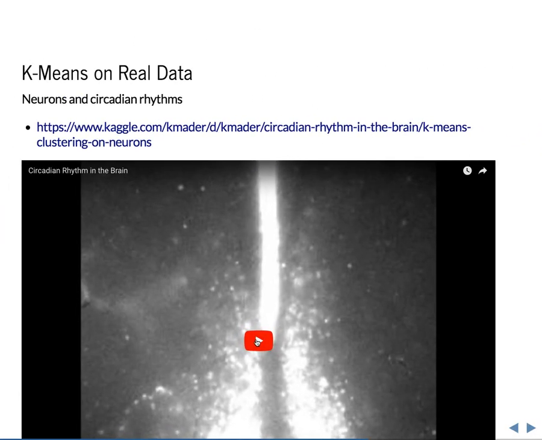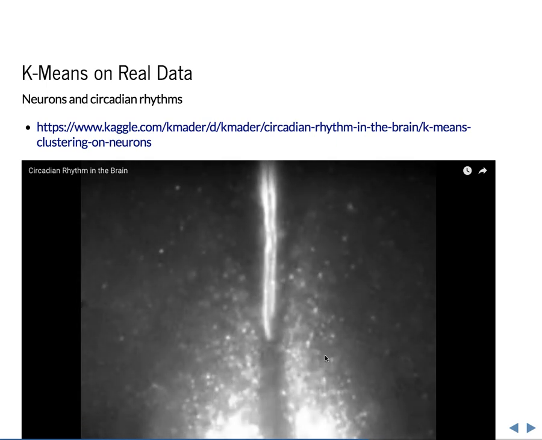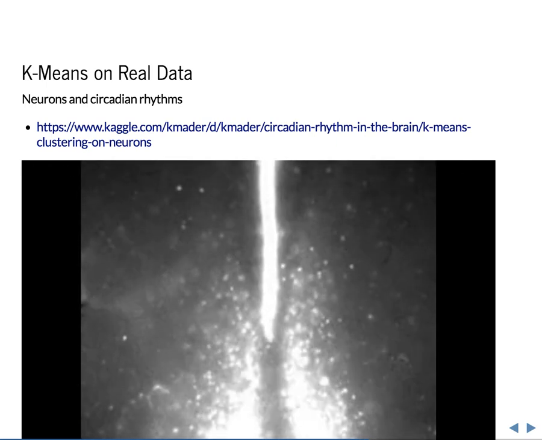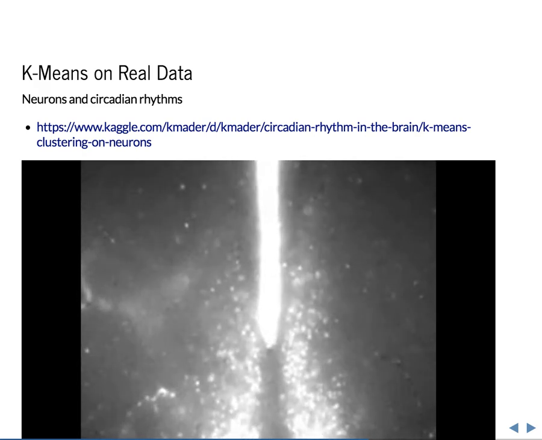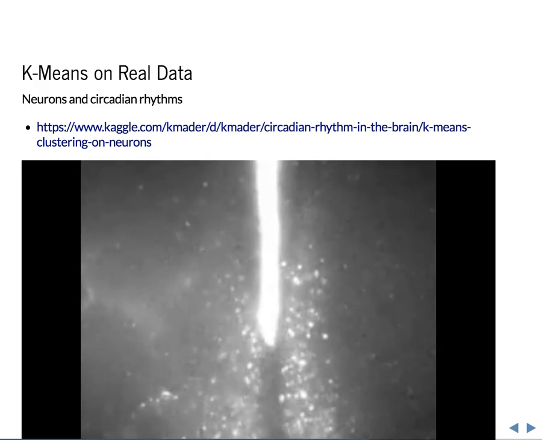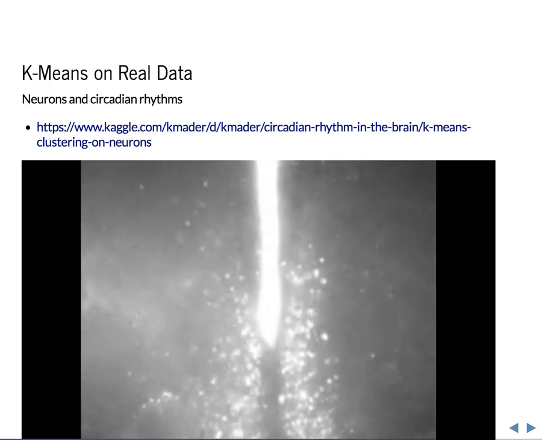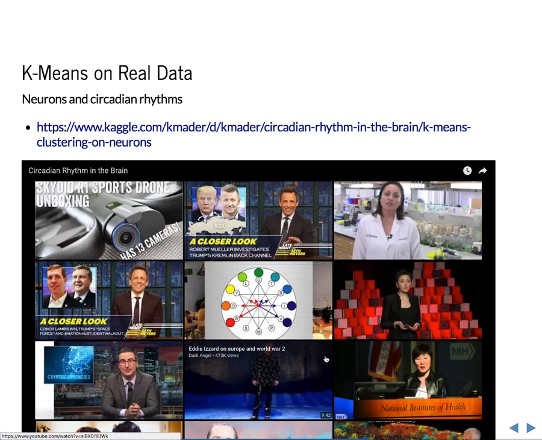So in terms of k-means on real data, here's an example from, I think, mouse brain, where you're looking at neuron activations over a number of days. Basically you have this time series video of an image and everything that's going on. And what you want to do is classify neurons into groups that fire together.